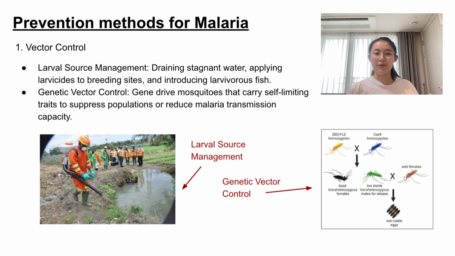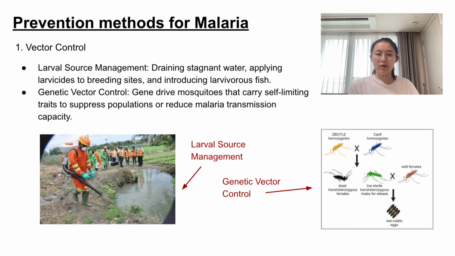Now, some other vector control methods include larval source management. When we're talking about larval source management, this is usually referring to breaking the cycle earlier, where we're targeting the immature stages of the mosquito. This can also involve other genetic strategies where we're trying to get rid of specific mosquito species that are responsible for transmitting malaria.